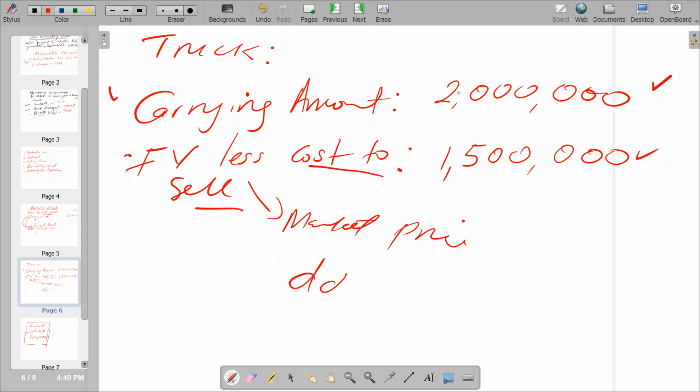Now, which one should we pick as the new carrying amount of the asset? Are we going to use the carrying amount, or are we going to use the fair value less cost to sell? Okay, any idea? Which one do you think we will use? The fair value less cost to sell. Okay, very good. Yeah, so in this case we are going to use the fair value less cost to sell. Okay, so what is the reason for selecting the fair value less cost to sell? Any reason?